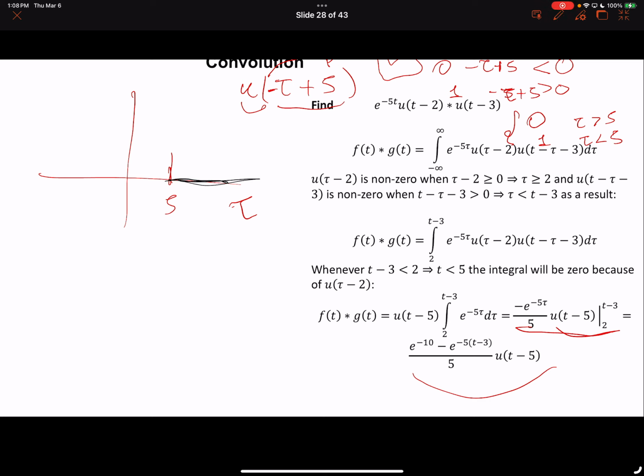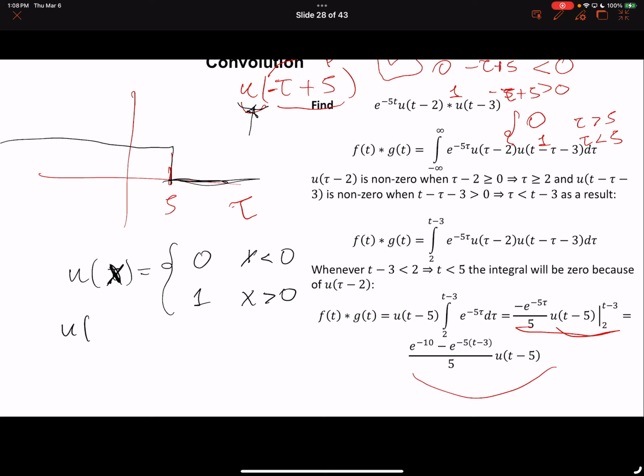So it's going to give me nothing whenever tau is greater than 5, and then it's going to give me 1. That's it. So just remember, look at your candy machine. Remember, u of x is 0 whenever x is less than 0, and 1 whenever x is greater than 0.